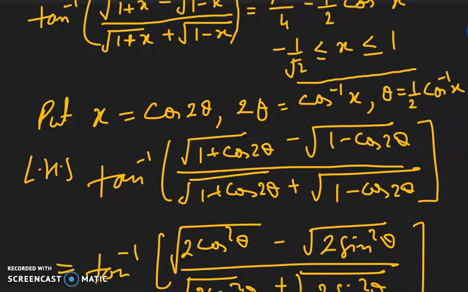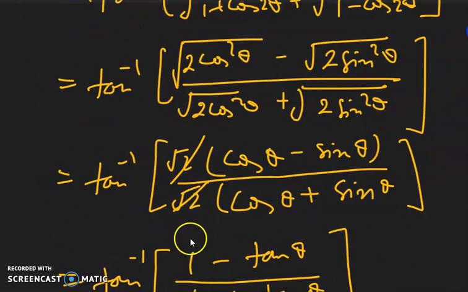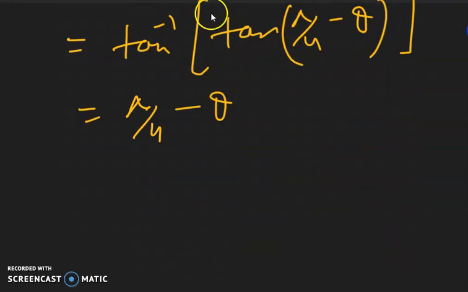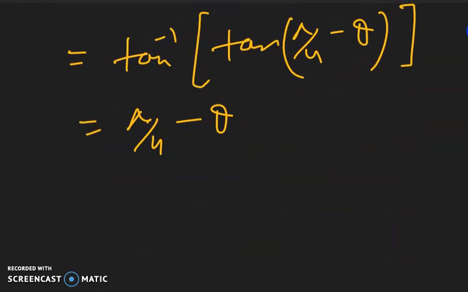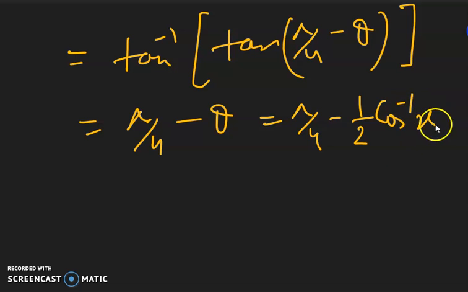Alright, so we will go and write the value there. Theta is equal to half cos inverse x. So this is equal to pi by 4 minus half cos inverse x.